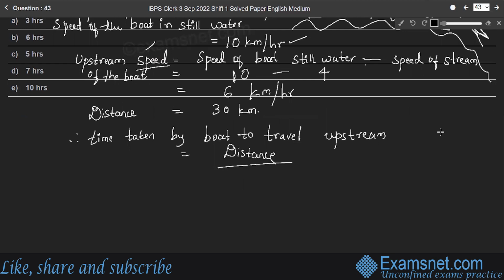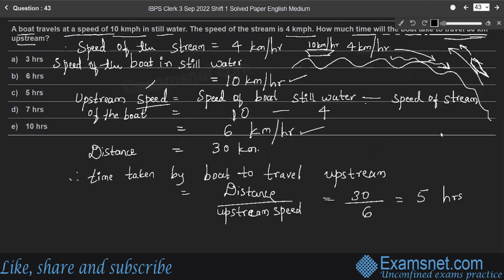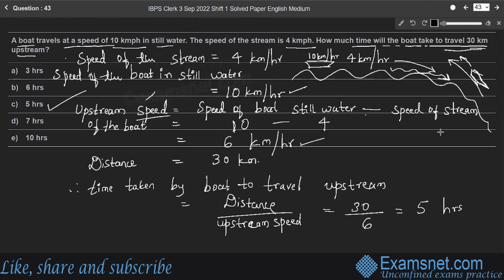Since speed is distance by time, so time is distance by speed. Here speed is upstream speed. What is distance? 30 km and upstream speed is 6 km per hour. Hence it is 5 hours. So time taken by boat to travel upstream is 5 hours. Therefore, option C is the right answer.